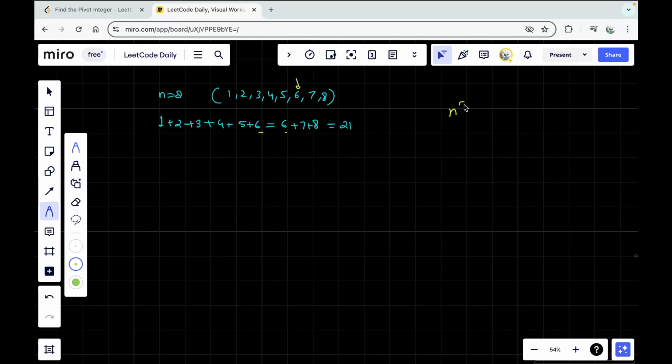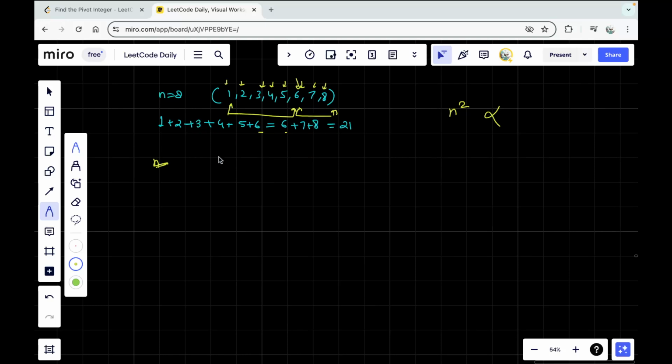Now will you solve it in n square? No, right? Here what you're doing is essentially calculating the sum of this part and the sum of this part, and for each and every integer you are going to check, is this a pivot, is this a pivot, which one is it? And if there is none, you have to simply return -1.